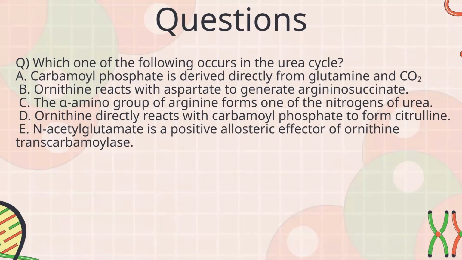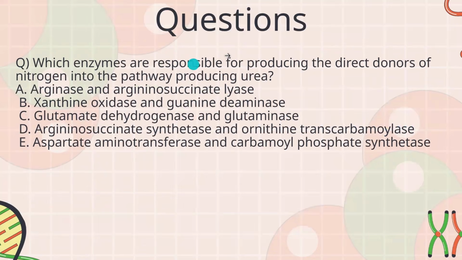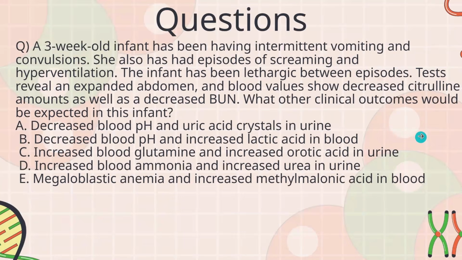Which one of the following occurs in the urea cycle? Very easy question. The answer here is D, arginine directly reacts with carbamoyl phosphate to form citrulline. Which enzymes are responsible for transferring the direct donors of nitrogen into the pathway producing urea? Finally, the answer here is E, aspartate aminotransferase and carbamoyl phosphate synthetase. So yeah, let's move on.